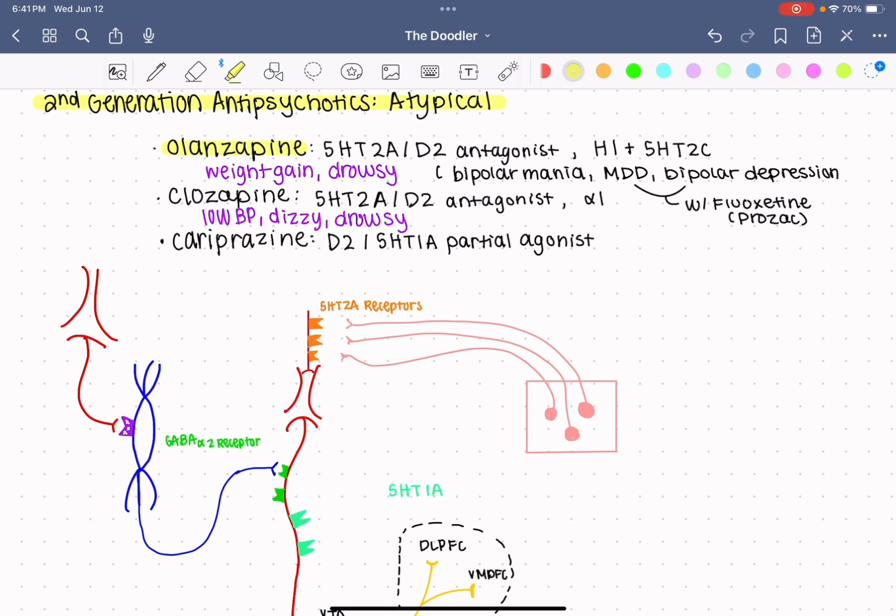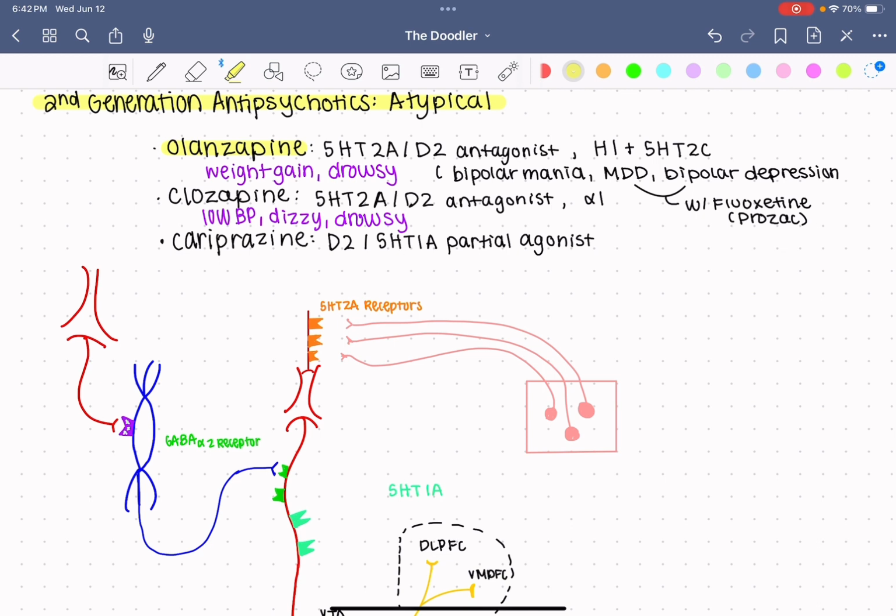So this is why it has less side effects, or it's supposed to have less side effects in terms of negative affective and cognitive symptoms. But it does have an increased risk of weight gain and drowsiness because of the H1 antagonism. Histamine, the H1 receptor, when it's agonized, I guess, by the histamine molecule, it promotes wakefulness and growth and other things like that.